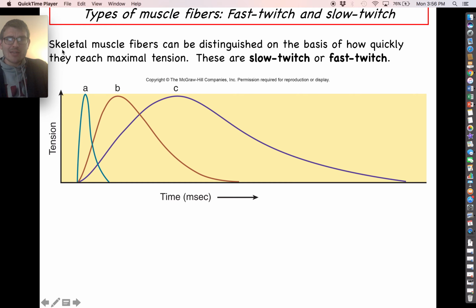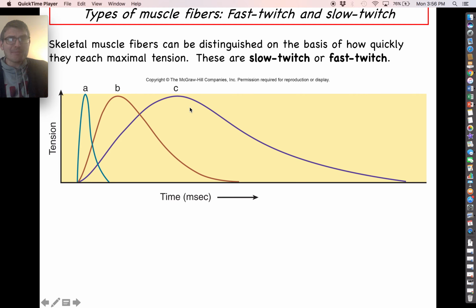Skeletal muscle fibers, as you can tell from the names, are distinguished based on how quickly they reach maximal tension. I bet you can tell which is which, right? This one right here, A, is a fast twitch fiber. From the time it is stimulated with a somatic motor neuron, it reaches tetanus very, very quickly. The slow twitch fiber takes a little while. There's a little bit of a wind up before it really gets to maximal tension.